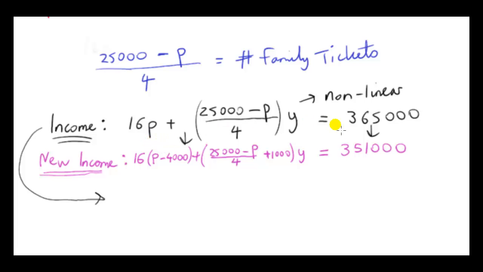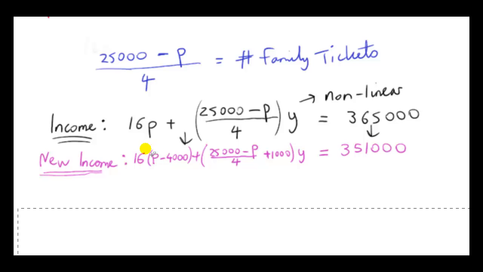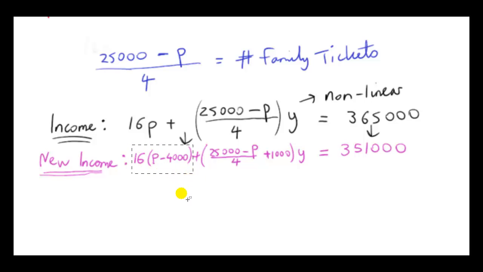So just to make things clear, I'll write this out again. As a matter of fact, what I could do is just write out the second one. I'll change its form so you can see it even more clearly. So we've 16p times p minus 4000. Well, that's just 16p minus 16 times 4000. That's minus 64,000. And we can multiply y into this thing. I could actually just put this expression times y plus 1000y here.